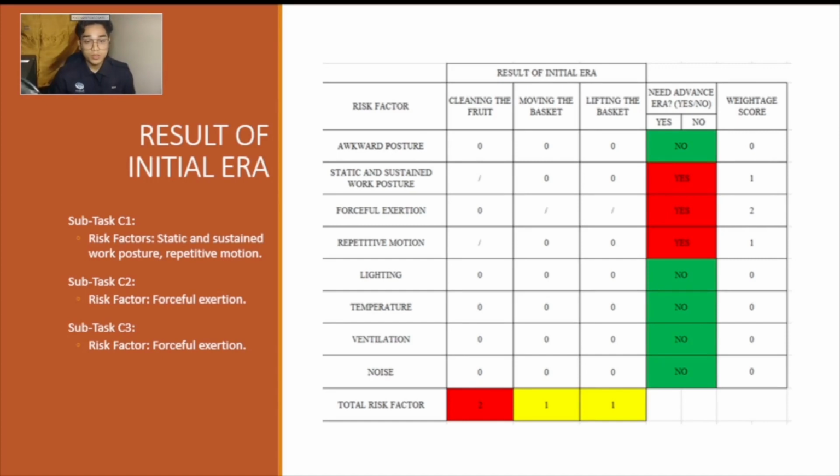I will take over the topic, initial ergonomic risk assessment. In the initial ergonomic risk assessment, we evaluate 3 tasks, which are cleaning the fruit, moving the basket, and lifting the basket. The total risk factor result for these tasks is as follows on the slide: cleaning the fruit 2, moving the basket 1, and lifting the basket 1.